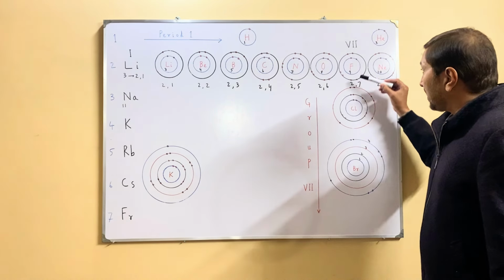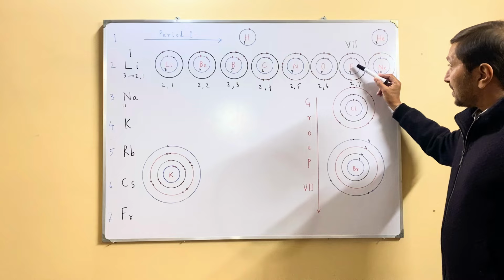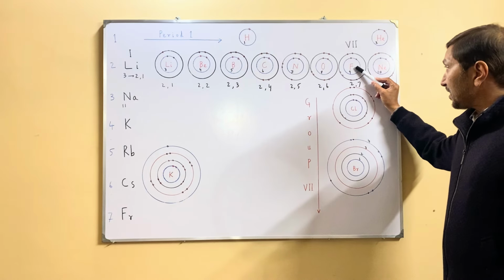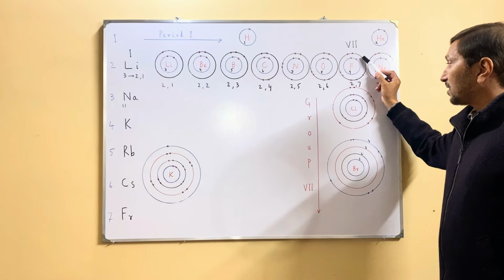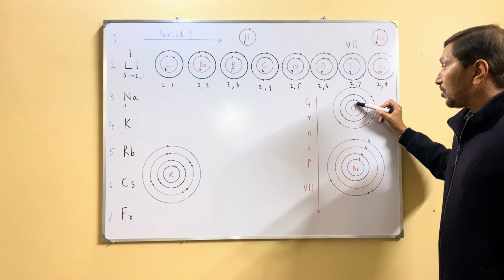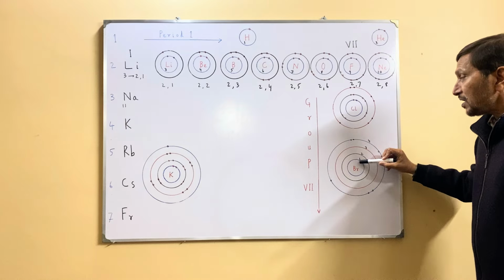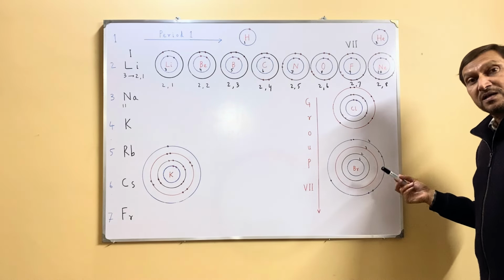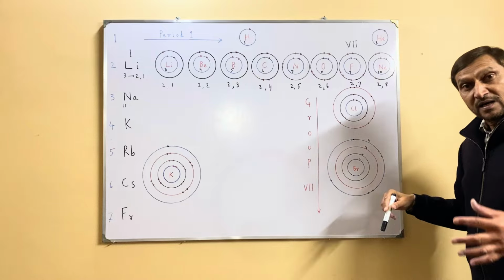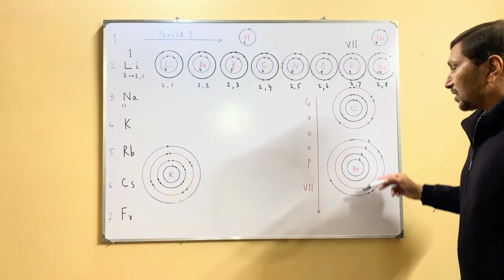let's take the example of group 7. Here the first member is fluorine. How many orbits can we see here? 2. And how many orbits in chlorine? 3 orbits. How many orbits are there in bromine? 4 orbits. How many orbits will be there in iodine? 5 orbits. And then astatine will have 6 orbits as we are moving down the group.